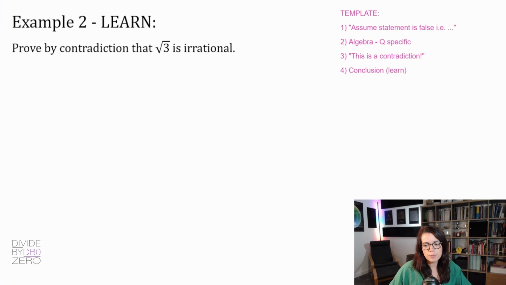Example 2. Now I've put learn here because this kind of question can come up quite often, but the algebra in step 2 is quite specific. So it's probably easier that you memorize what to do so that you don't get stressed out in an exam if this question comes up. In the exam, this root 3 could be any surd. The algebra I'm going to show you will apply no matter what the number is.